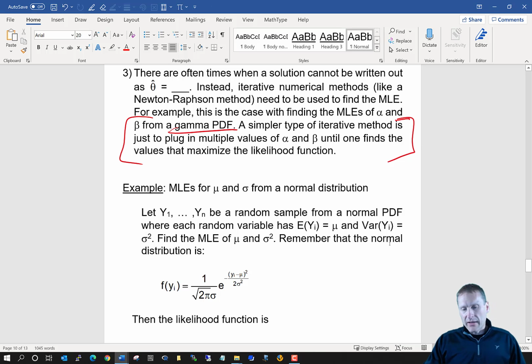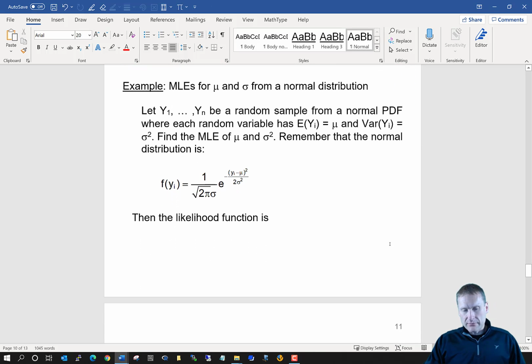Okay, so let's take a look at an example. What we're going to try to find is the maximum likelihood estimators, or estimates, or MLEs, for mu and sigma from a normal distribution. So we're going to assume that y1 through yn is a random sample from a normal PDF characterized in the corresponding population. The expected value of y sub i is mu. The variance of y sub i is sigma squared.